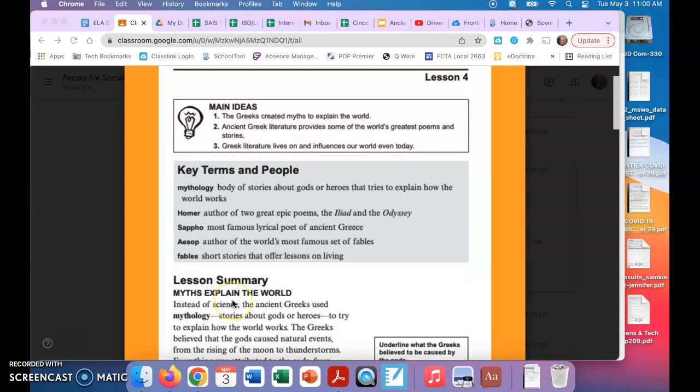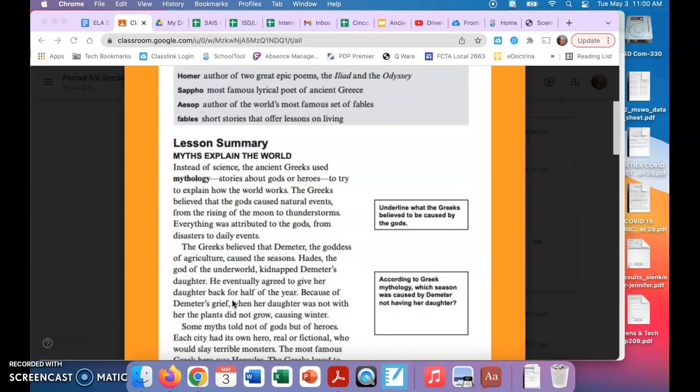So we're going to go down to the lesson summary section. The first thing that you're going to complete is this first box on the right here. You're going to be underlining what the Greeks believed to be caused by the gods. So underline the sentence or the part in the paragraph next to it, what the Greeks believed to be caused by the gods.